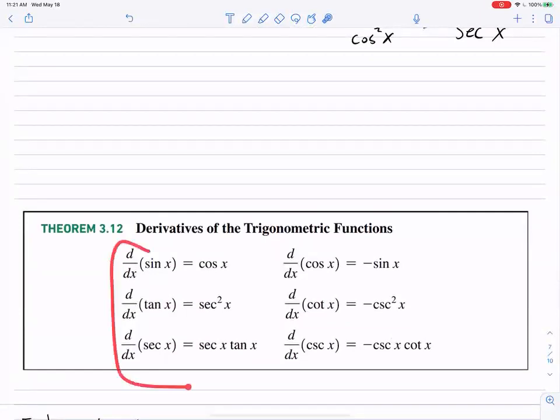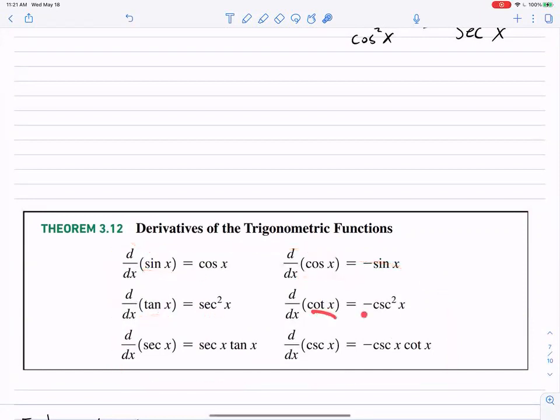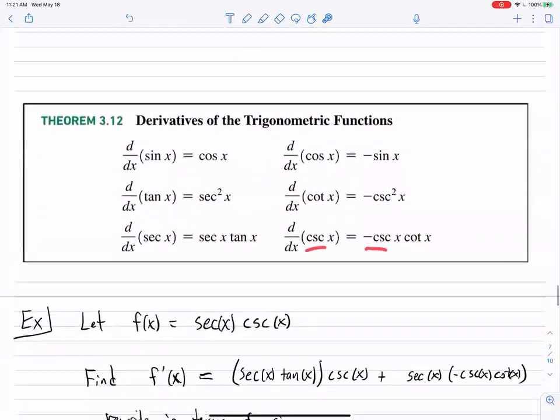And so we have 6 new derivatives: sine, cosine, and the derivative of tangent is secant squared. Derivative of cotangent is negative cosecant squared. Derivative of secant is secant tangent, and derivative of cosecant is negative cosecant cotangent.